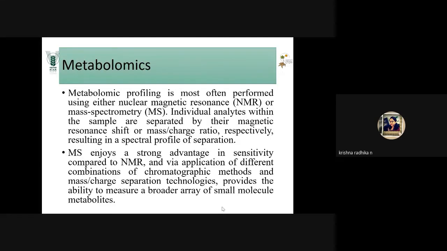Metabolomic profiling is most often performed using either nuclear magnetic resonance, or NMR, or mass spectrometry. Individual analytes within the sample are separated by their magnetic resonance shift or mass-charge ratio respectively, resulting in a spectral profile of separation. MS enjoys a strong advantage in sensitivity compared to NMR, and via application of different combinations of chromatographic methods and mass-charge separation technologies, provides the ability to measure a broader array of small molecule metabolites.